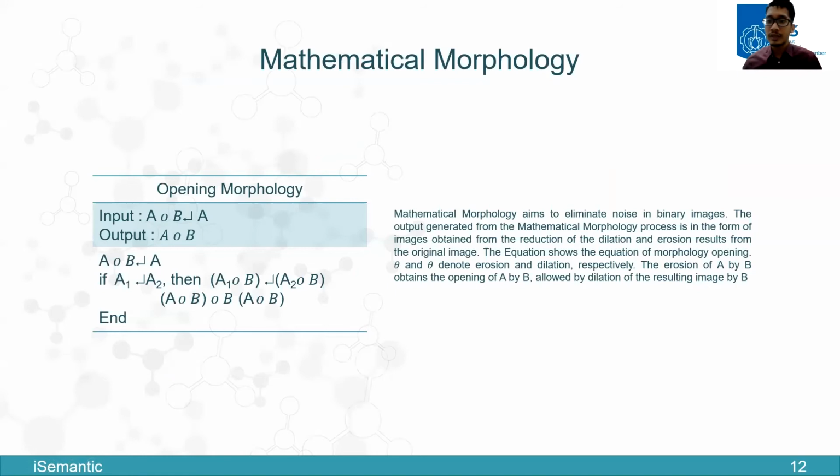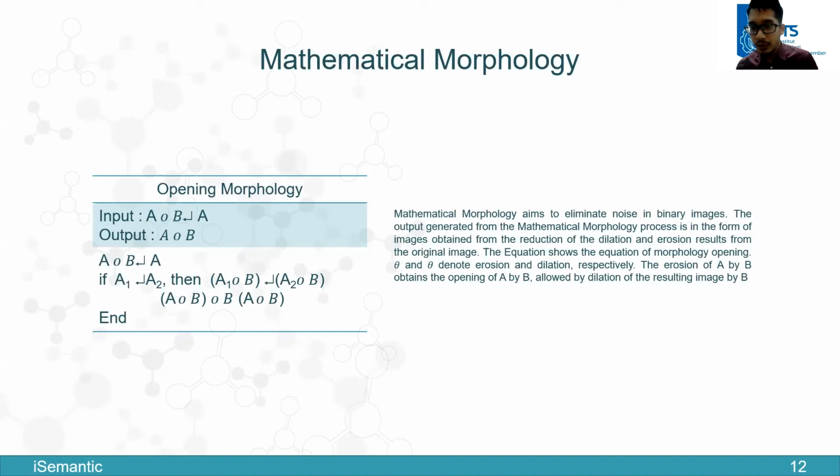The mathematical morphology is then applied to the result of the K-means clustering. The mathematical morphology aims to eliminate noise. This is used so that the part of the image that is small will be removed using opening morphology, which consists of erosion and dilation.